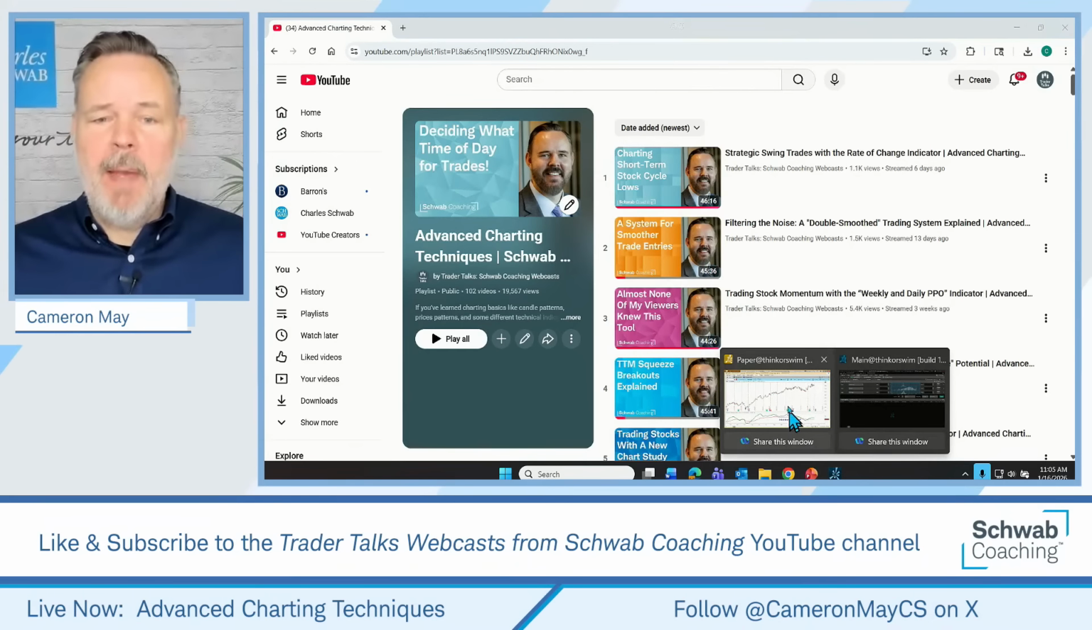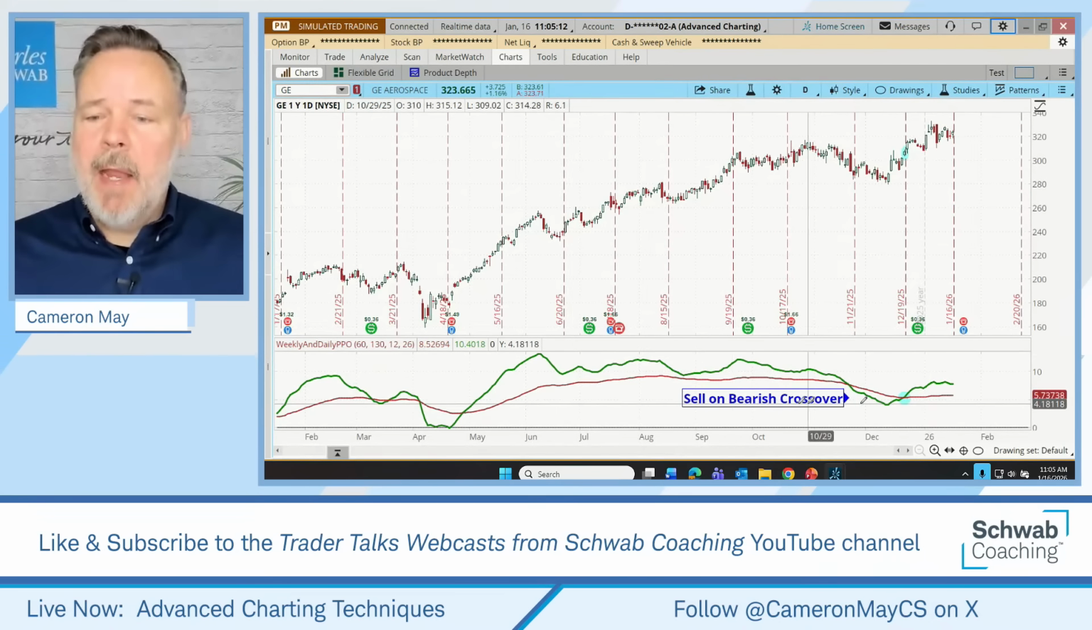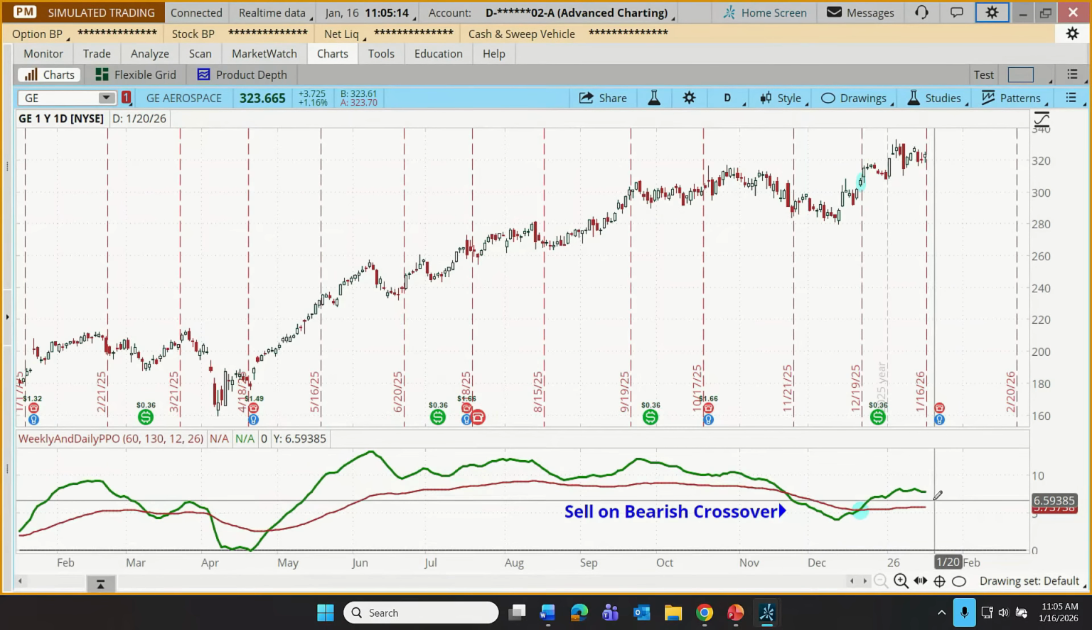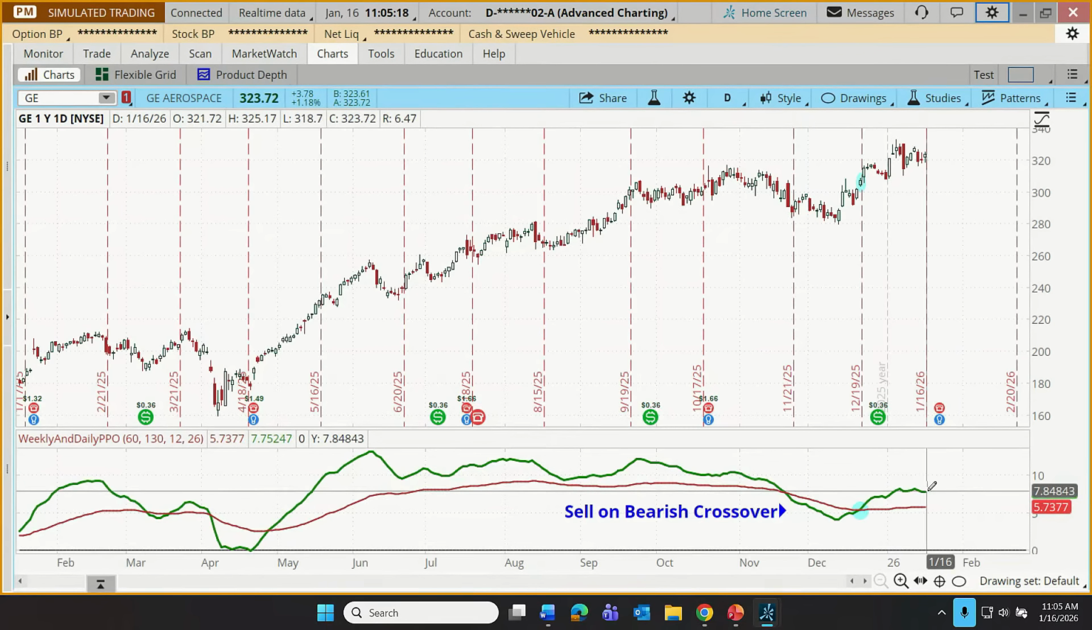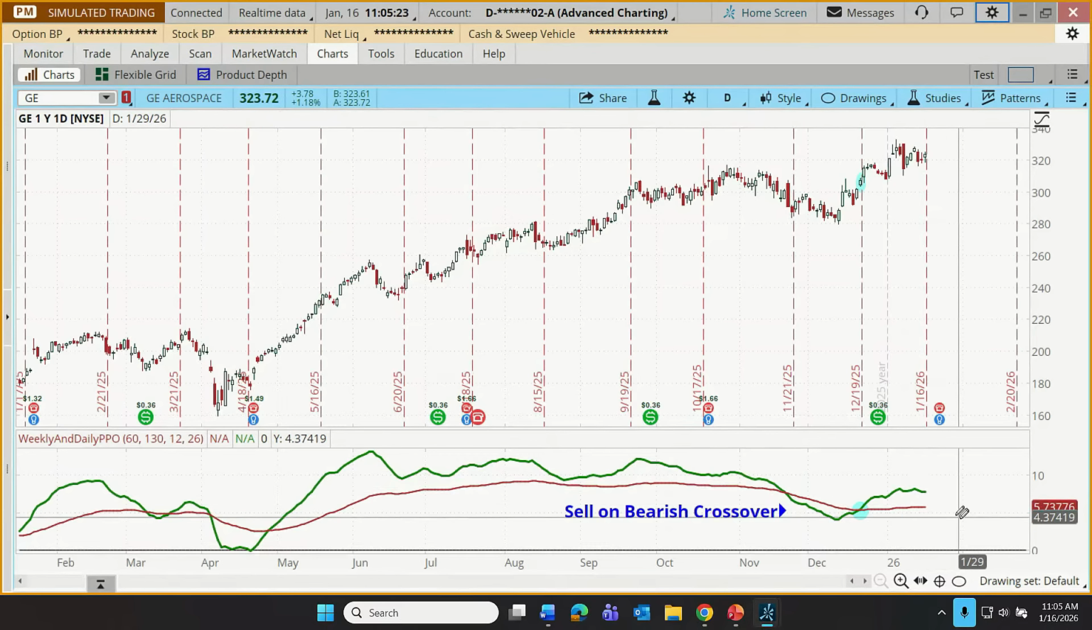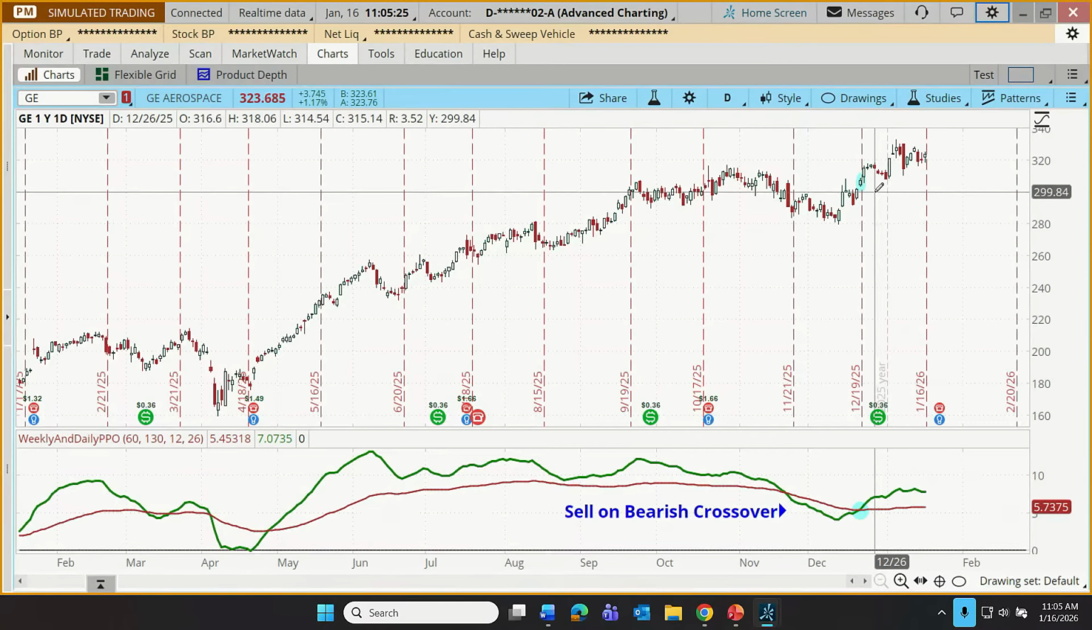Anyway, going back here, we're looking to sell on a bearish crossover of this weekly and daily PPO. We don't have that yet. That would be the green line, the faster, in other words, the daily slipping back down over the weekly. Anyway, so we're going to leave that position in.